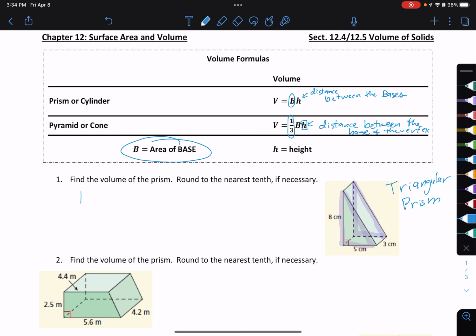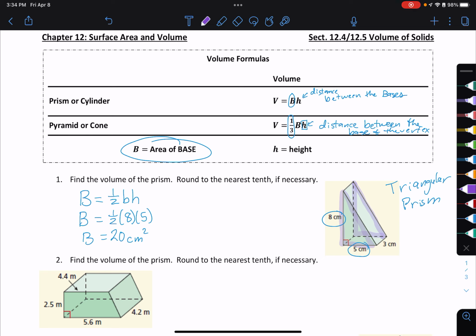So for our base, we need to find the area of a triangle. So 1/2 the base times the height. Since this is a right triangle, the base and the height are adjacent to the right angle. So we'll need to take 1/2 of 8 times 5. 8 times 5 is 40. Half of 40 is 20. So the area of our base is 20.